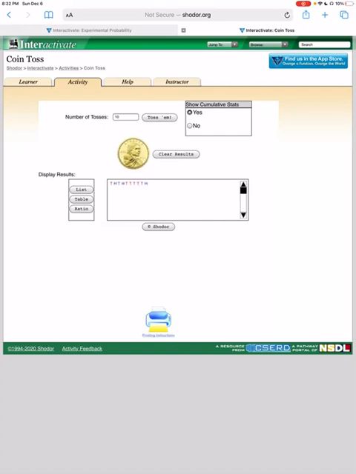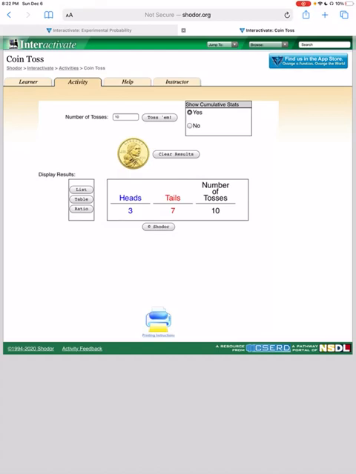All right, so I'm going to go ahead and have it in a table. And notice, when we actually flipped the coin 10 times, it landed on heads 3 times and it landed on tails 7 times. So in theory, we should have landed on heads 5 times and tails 5 times, but it doesn't always work out that way.